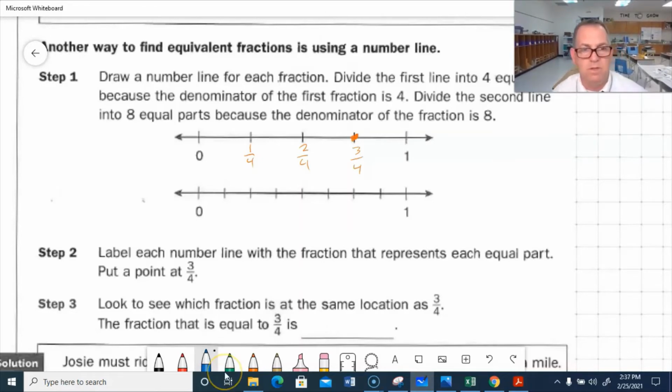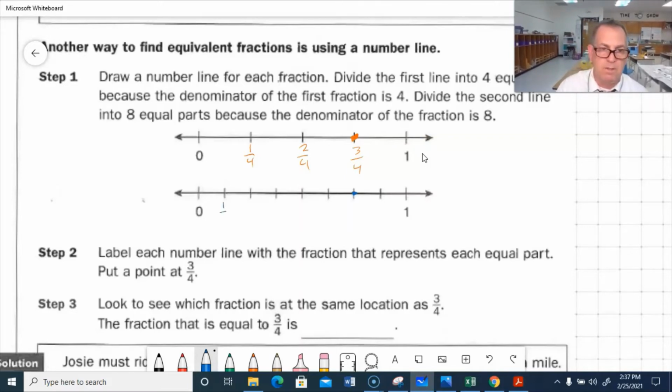Okay, and then the second day, it says step 3, look to see what fraction is at the same location as 3/4. Okay, the fraction that is equal to 3/4 is, so we're going to go ahead and put the point that lines up with 3/4. And that's going to be right here, right below that. The blue dot right there. And I'll mark all my eighths.